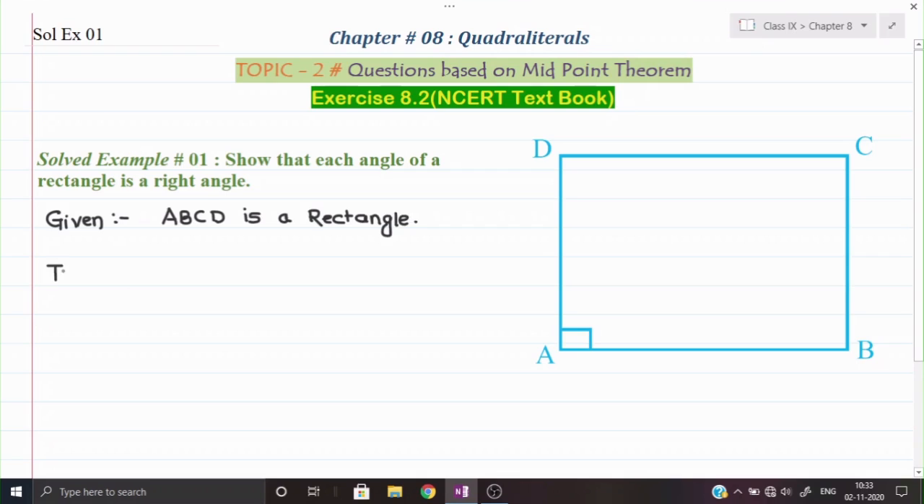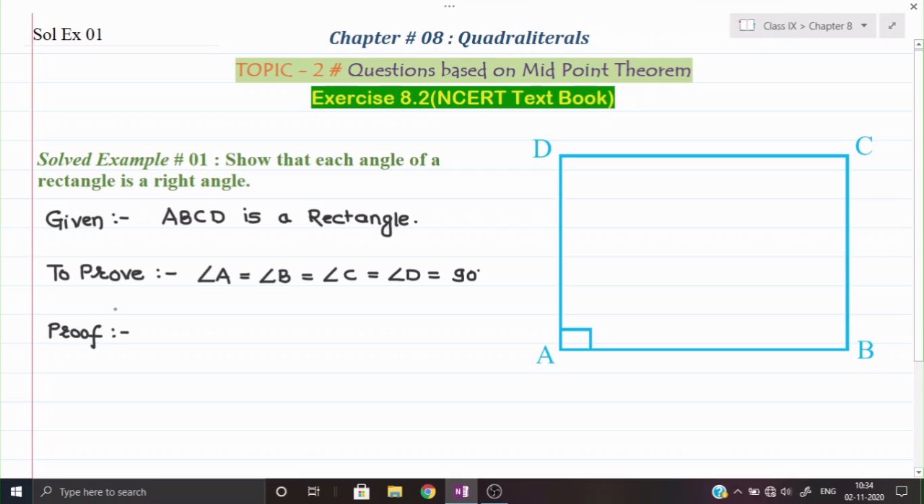To prove, here I will mention all the four angles because they are saying show that each angle of a rectangle is a right angle. So we shall mention all the four angles. Angle A is equal to angle B is equal to angle C is equal to angle D is equal to 90 degrees.